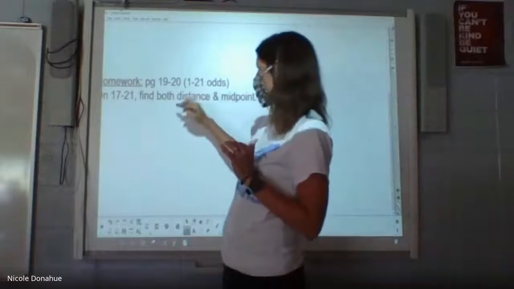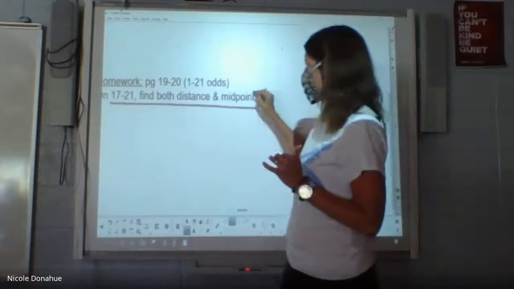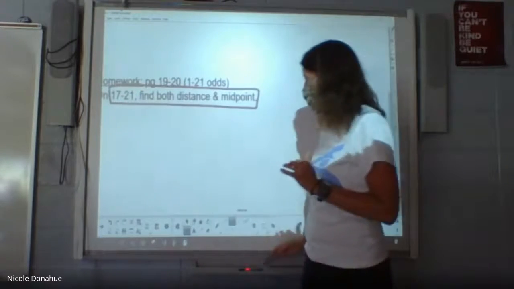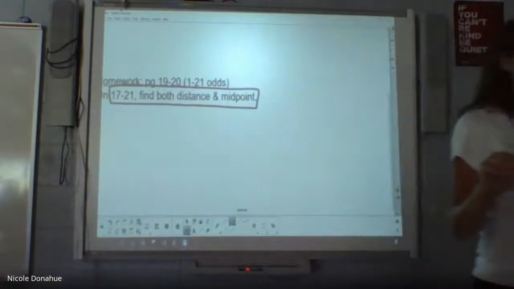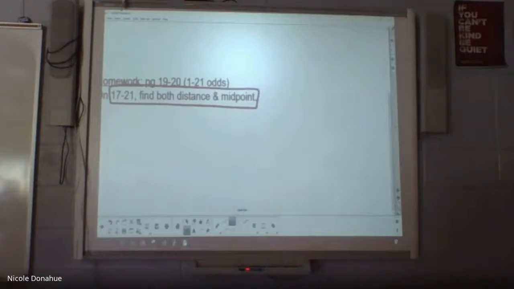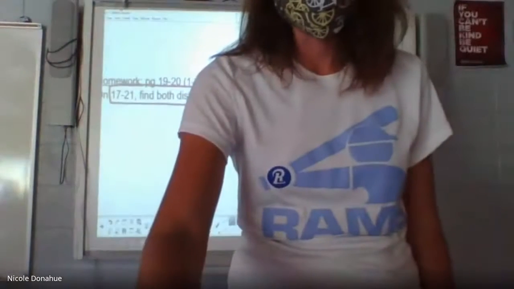Our book work is here, but the big thing is the directions on 17 through 21. I'm changing the directions. You want to find both distance and midpoint, okay? And we have about 15 minutes to get started on that. Any questions? Everything should be online again. Always feel free to let me know if you go on there and you don't see something.